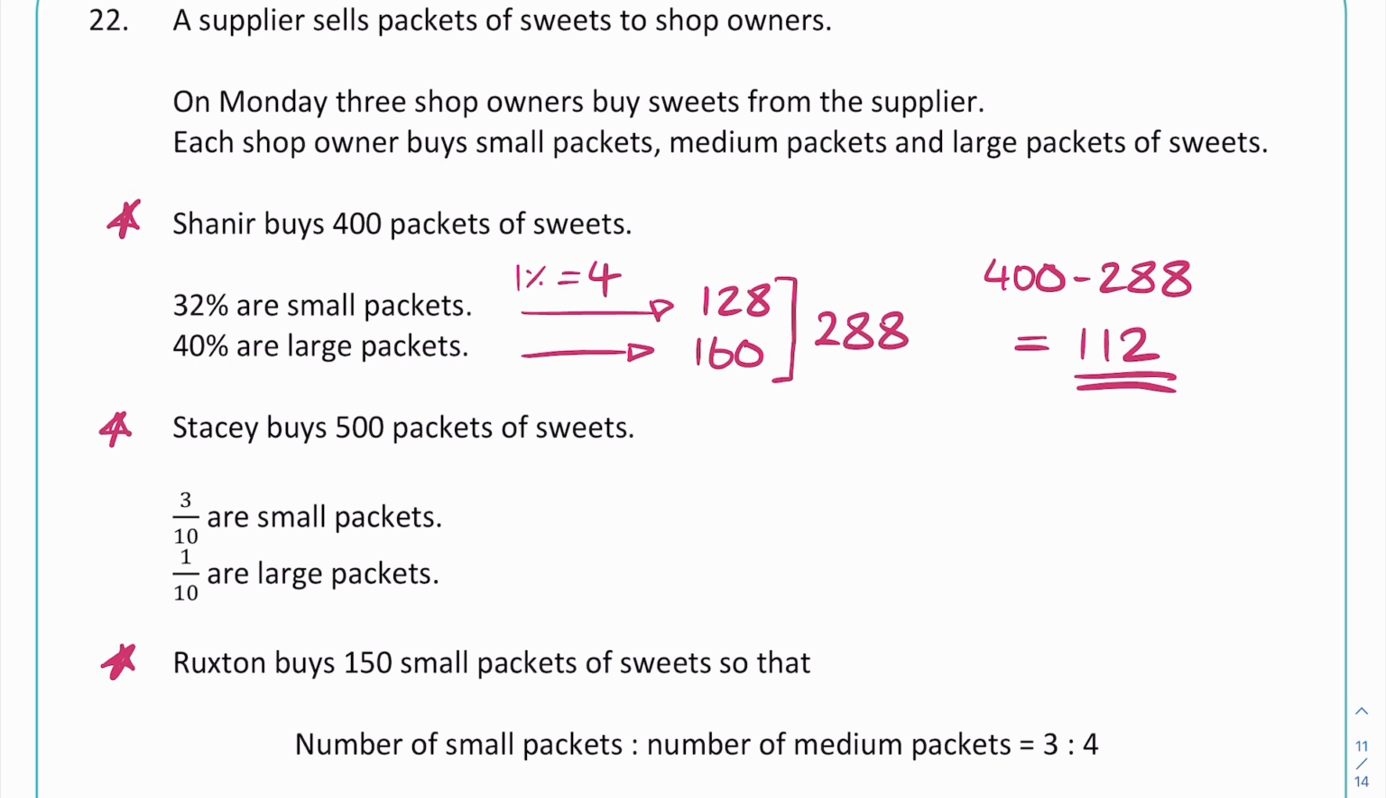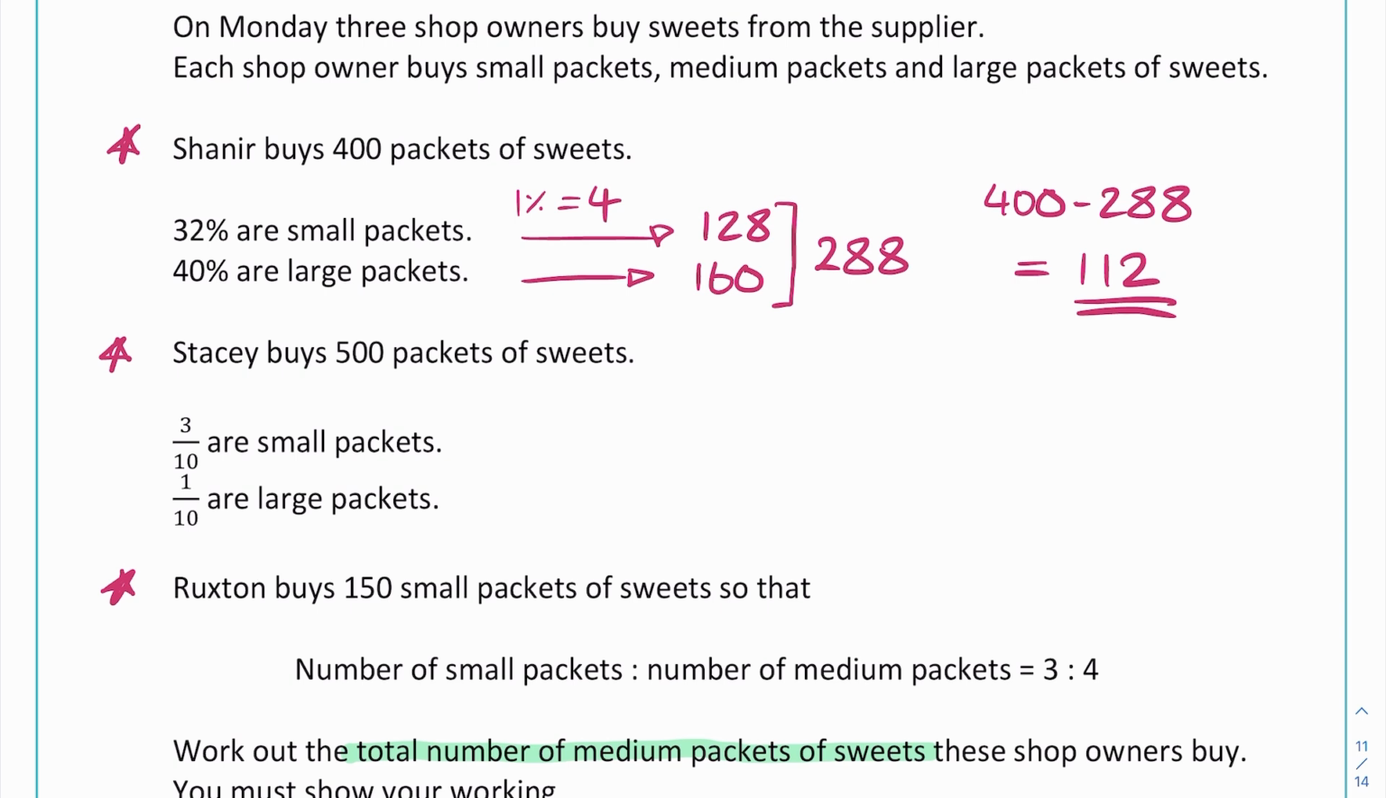Obviously you could do that slightly differently. You could add together 32% and 40% and work out the percentage that are medium and just work it out like that as well. But let's move on to Stacey.